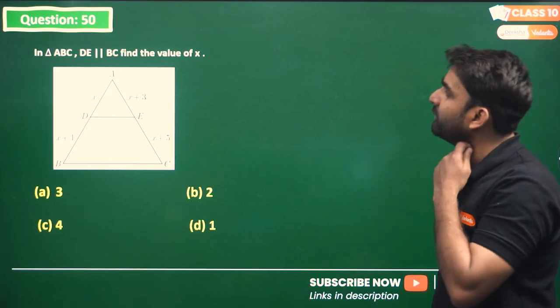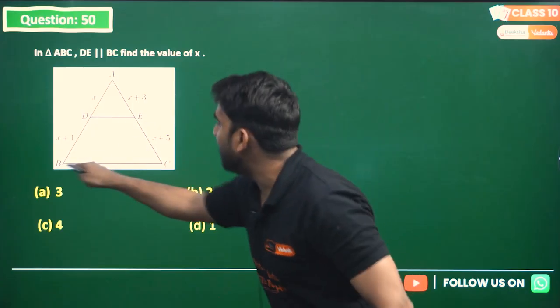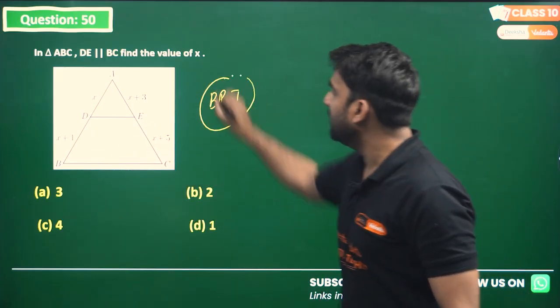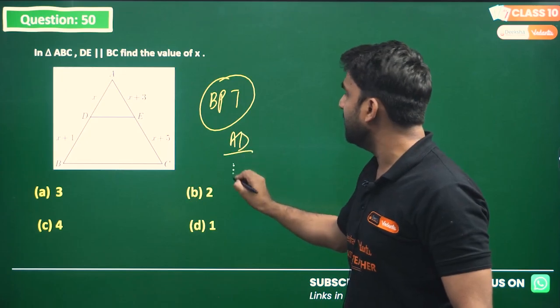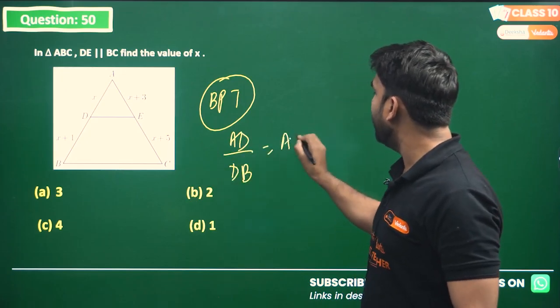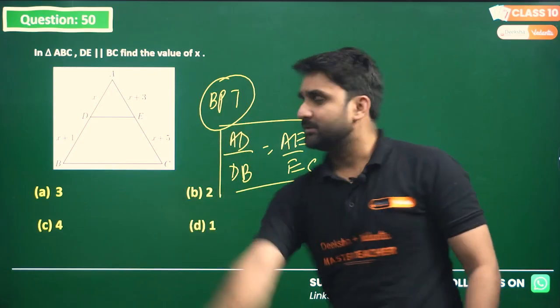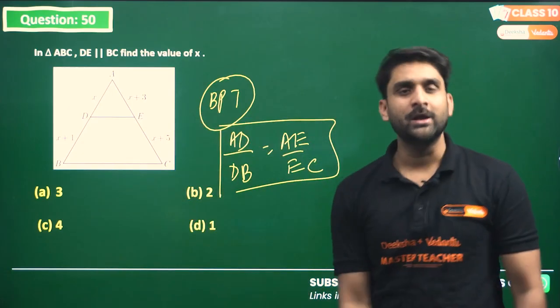Moving to the next question, number 50. If DE is parallel to BC, my dear, we can apply BPT. So by applying BPT, we can write here AD by DB is equal to AE by EC. By putting in the values, you can get the result, my dear. So this is just based on BPT, my dear.